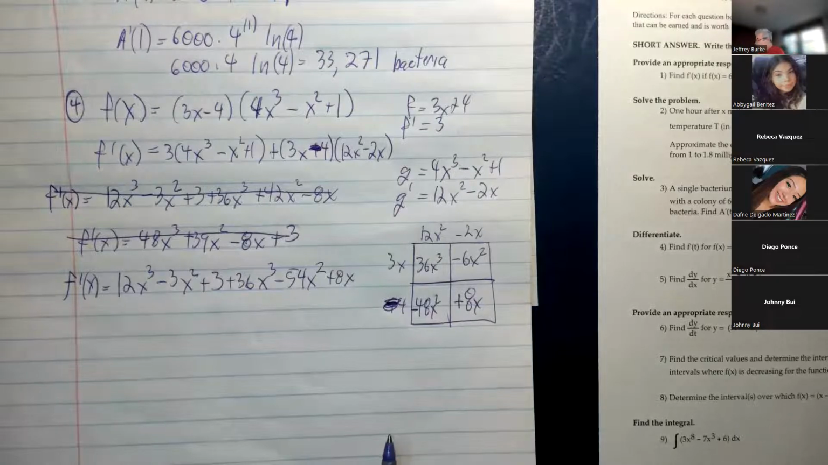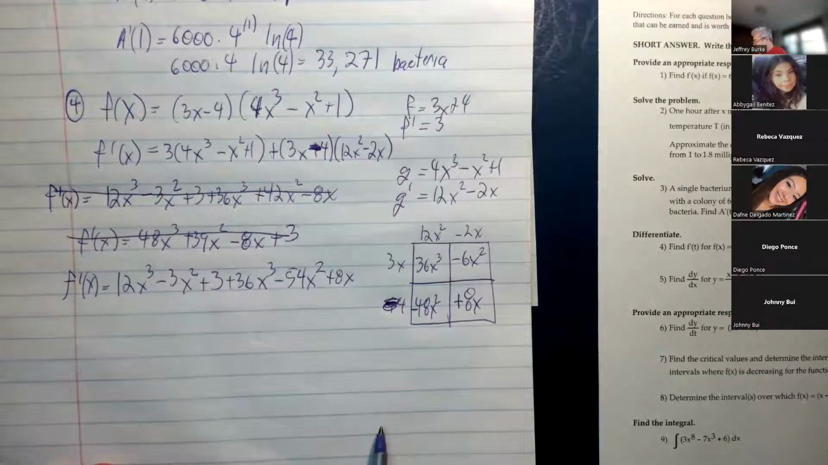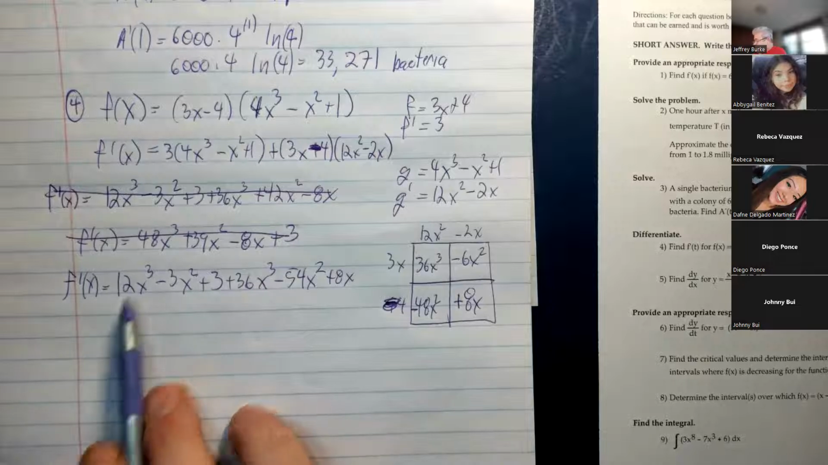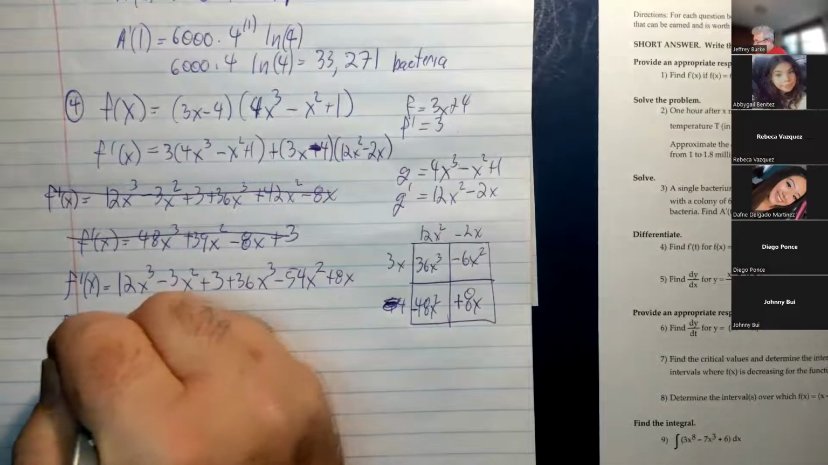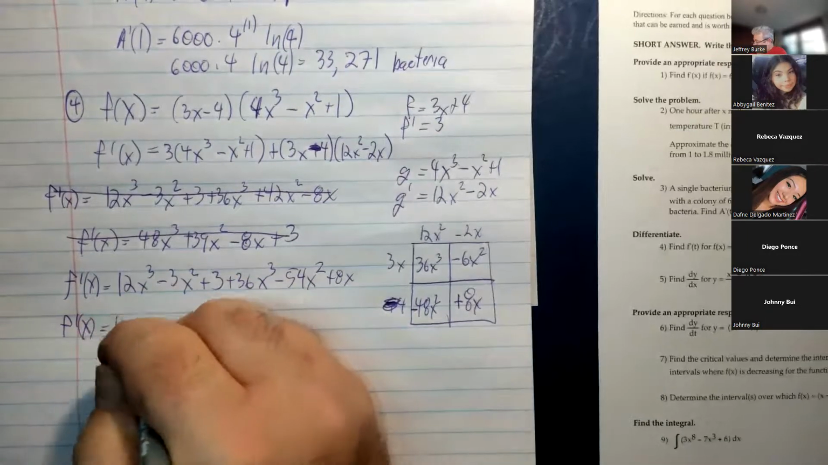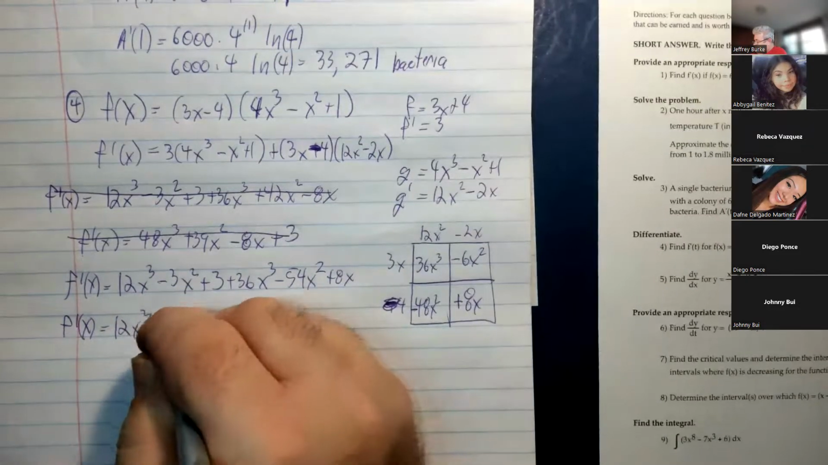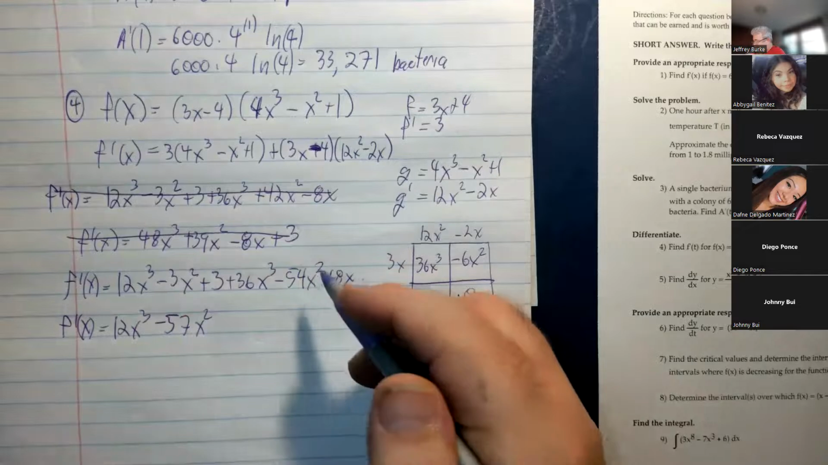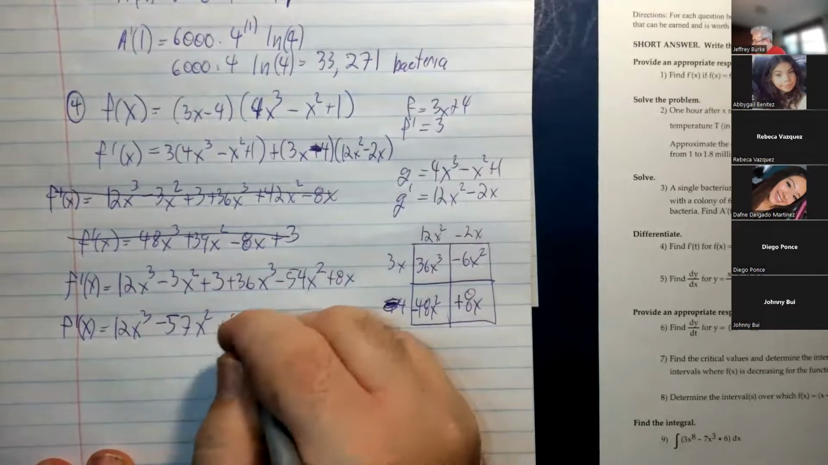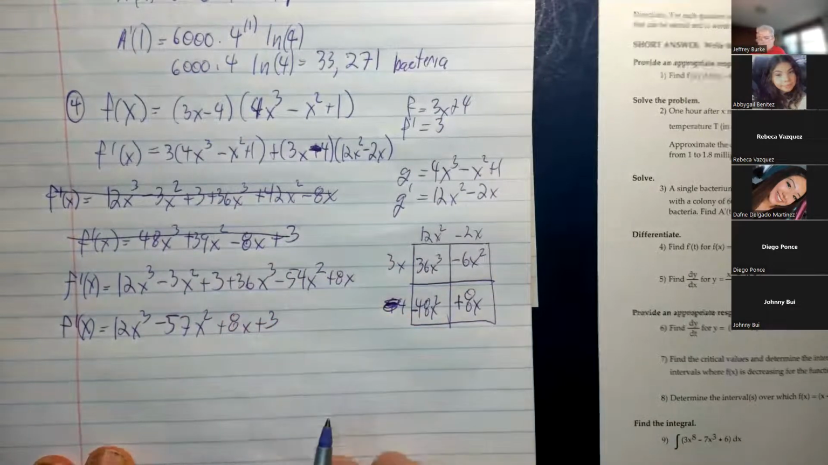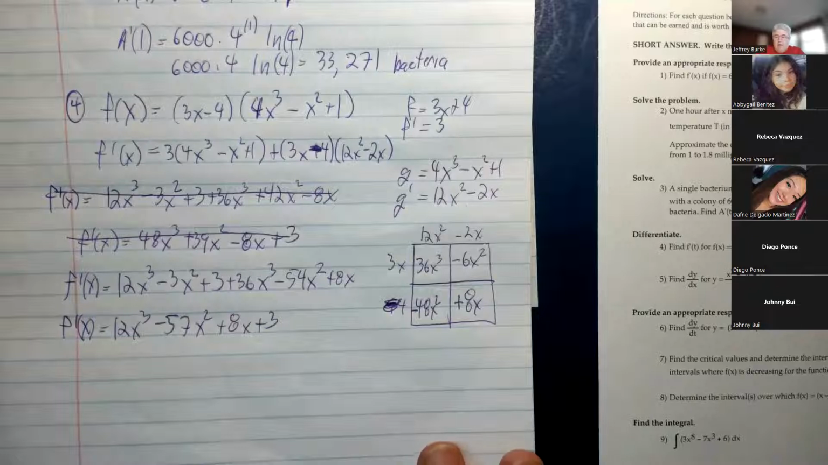So let's go back and put this together. Hold on, did I write all this down? Yes, I did. Okay, so we have here for f prime of x equals 12x to the third, negative 3x squared minus 54x squared, which is going to be negative 57x squared. Then this will be plus 8x plus 3. And that looks to be the correct answer to question number 4. Any questions on how that was done?